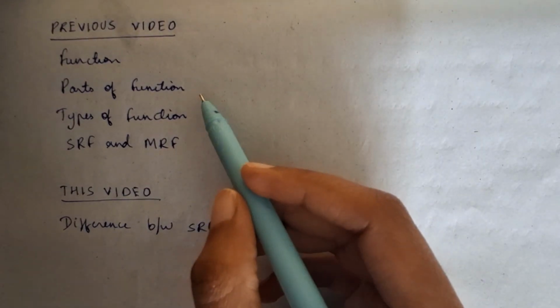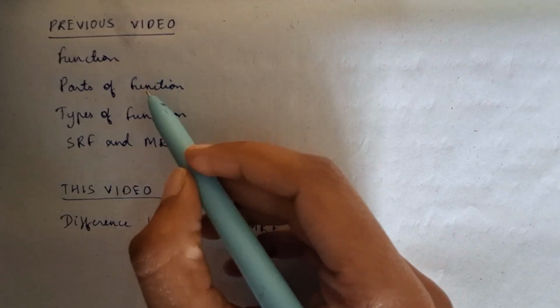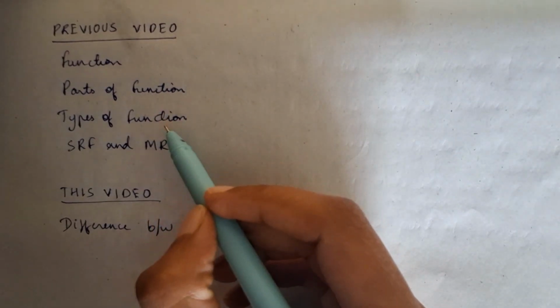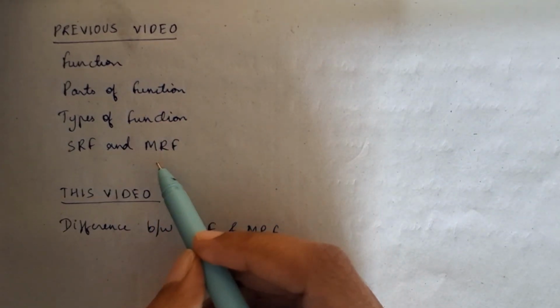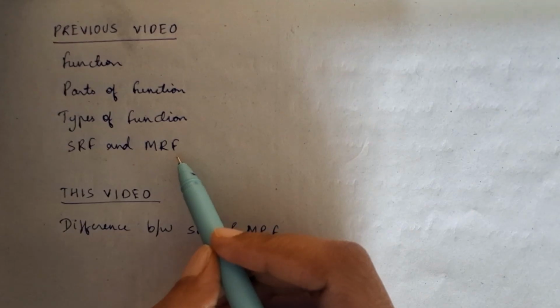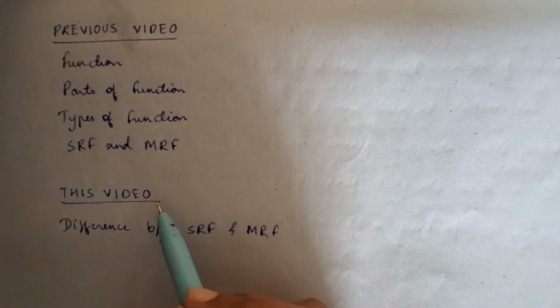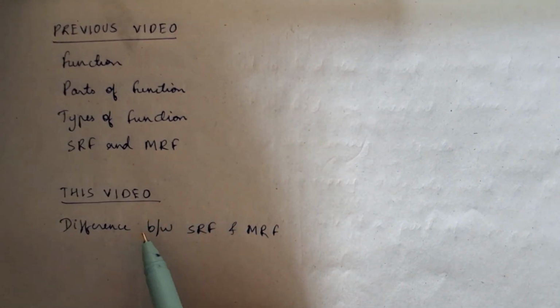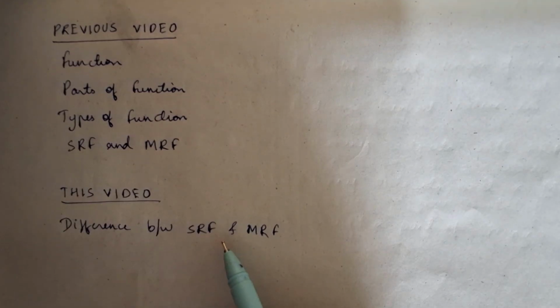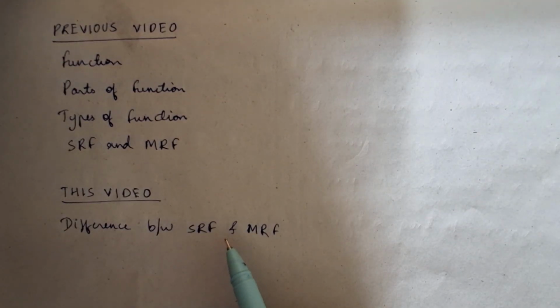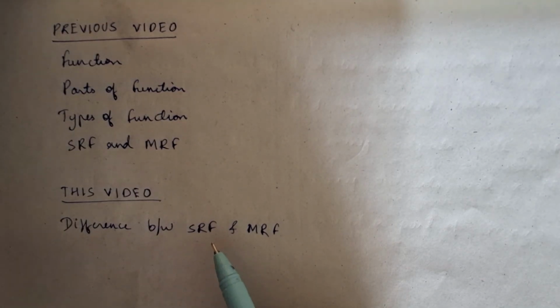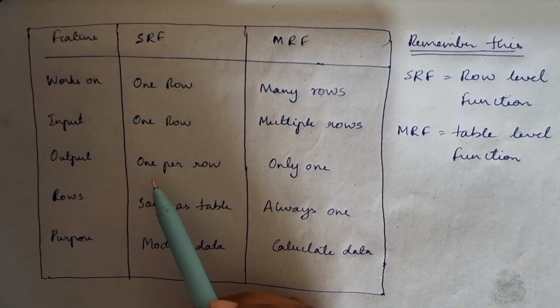In the previous video, we learned what is a function, parts of a function, types of functions, and single row functions as well as multi-row functions. In this video, we clearly understand the difference between SRF and MRF. Guys, I'm telling you, this is very important for your interviews and exams. So have your full concentration throughout this video. And if you haven't watched the previous video, first watch that and then come back. Now we will see the difference.